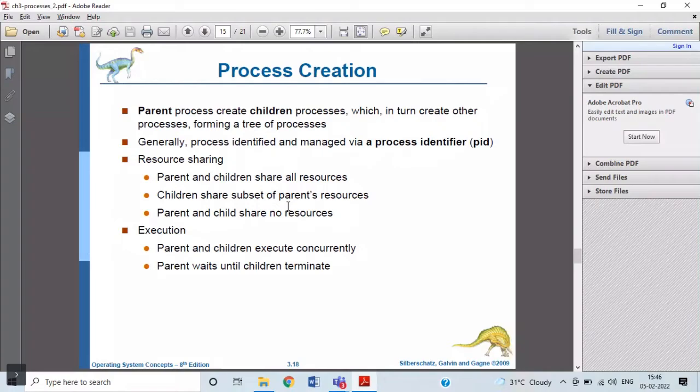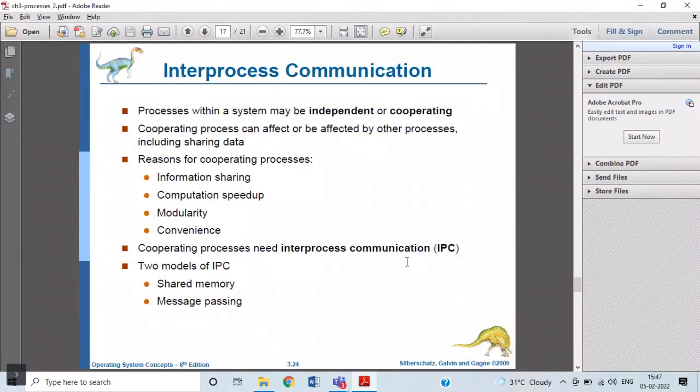Inter-process communication: processes within a system may be independent or cooperating. A cooperating process can affect or be affected by other processes, including sharing data. Cooperating processes share resources, and whatever the communication may be, they will communicate with the other processes. What are the reasons for cooperating processes or inter-process communication?